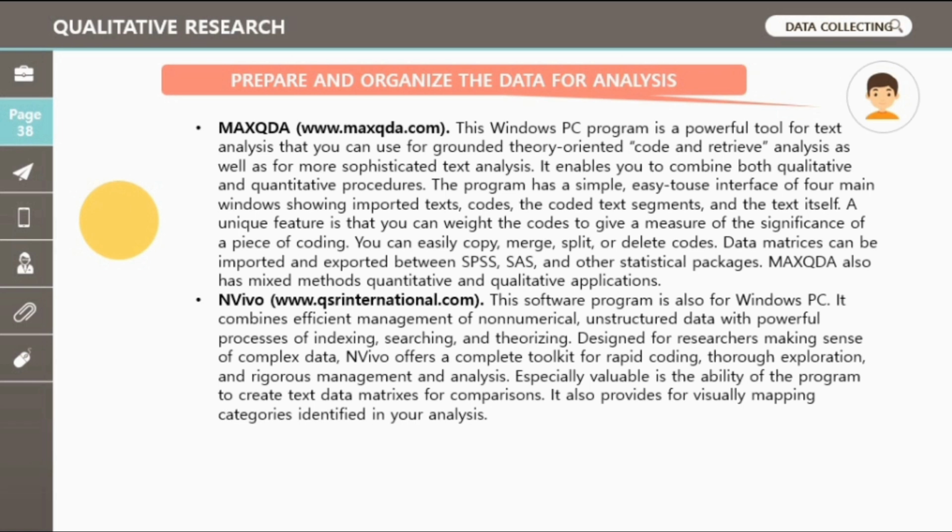And the last, NVivo. This software program is also for Windows PC, designed for researchers making sense of complex data. NVivo offers a complete toolkit for rapid coding through exploration and rigorous management and analysis. It also provides for visually mapping categories identified in your analysis.